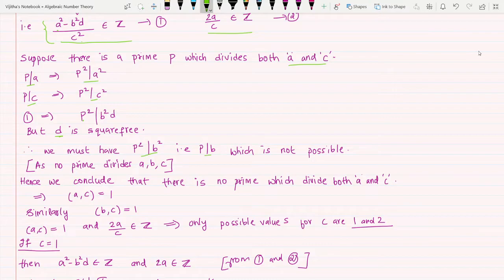Now we have assumed that if P divides both A and C, then P divides B, which means that P divides A, B and C, which is not possible because in the beginning itself we have taken that no prime P divides all of A, B and C. Hence, there is no prime P which divides both A and C. Similarly, there is no prime P which divides both B and C. So from these two, we conclude that GCD of A and C must be 1. Similarly, GCD of B and C must be 1.